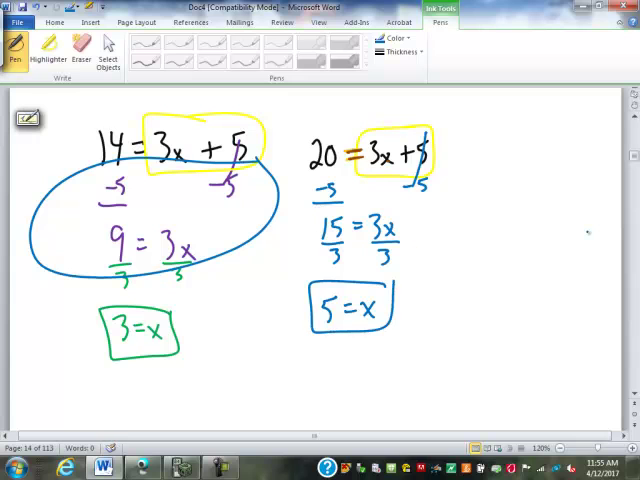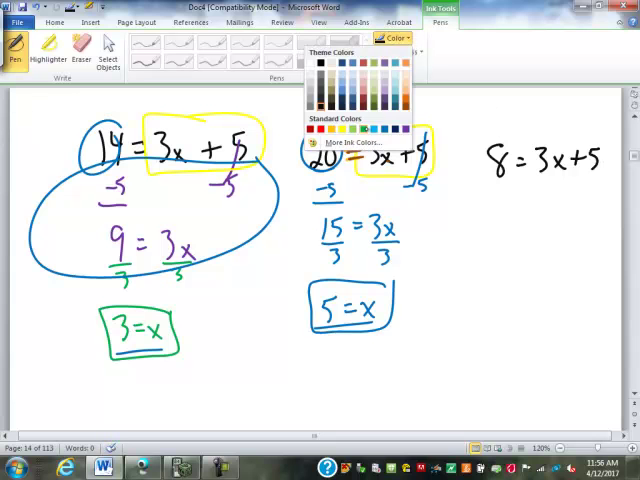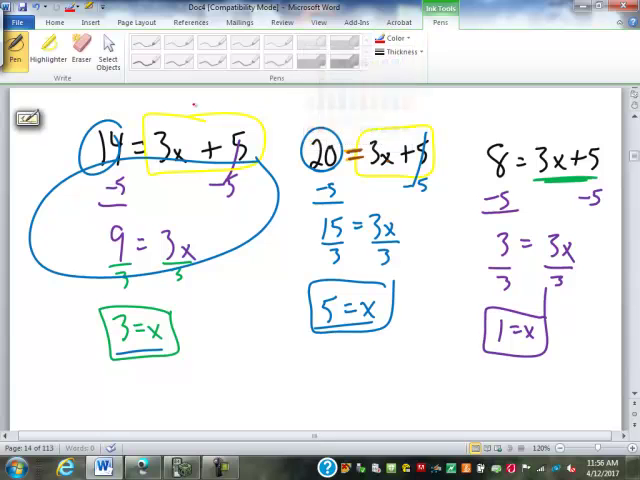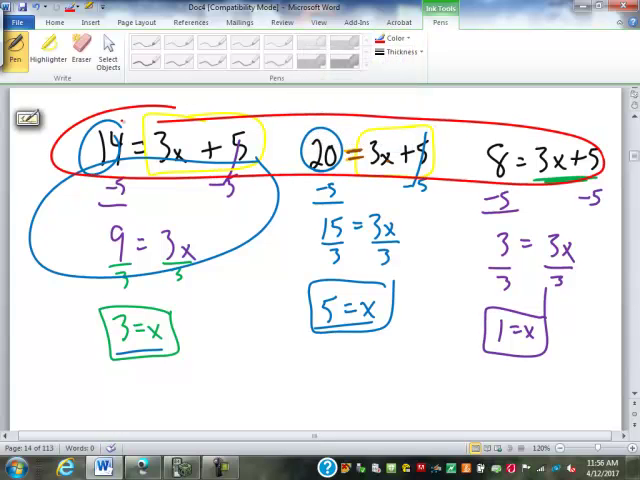So 5 equals x. The exact same process of solving the equation, but because this initial number was different, the solution, the value of x, was different. We might have 8 equals 3x plus 5. Once again, we see that this side of the equation is exactly the same. So the process for solving will be exactly the same. We subtract the 5, 3 equals 3x, and then divide by 3. 1 equals x. Well, what we have up here is a family of equations.